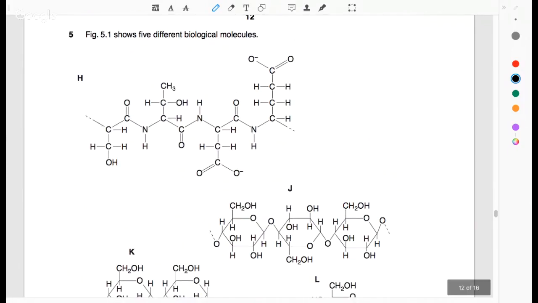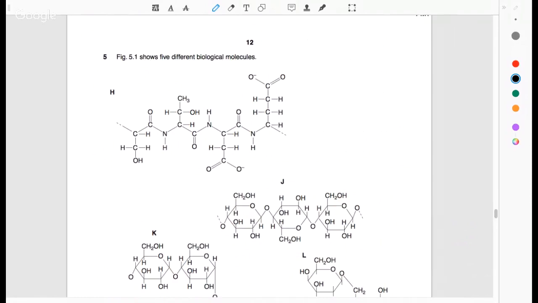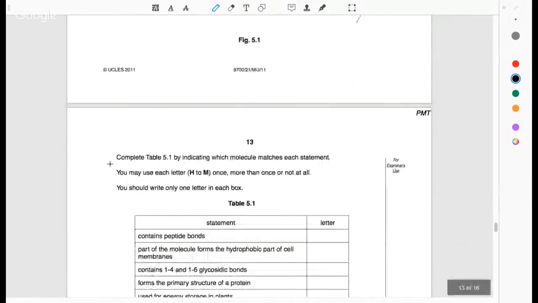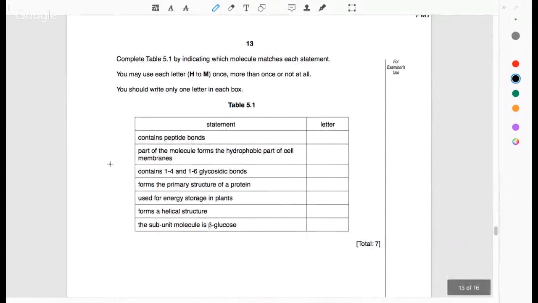Okay, so different biological molecules. Complete this table by indicating which molecule matches each statement. Go ahead and fill out the table. Okay. Well, I'll just, yeah, just fill it out.